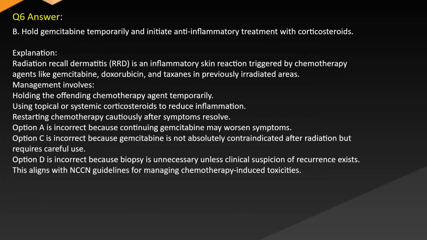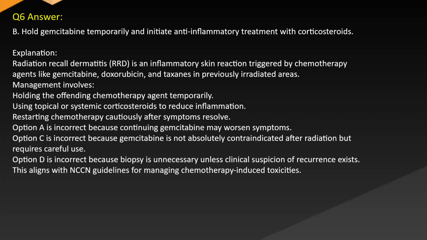Answer: B. Hold gemcitabine temporarily and initiate anti-inflammatory treatment with corticosteroids. Explanation: radiation recall dermatitis (RRD) is an inflammatory skin reaction triggered by chemotherapy agents like gemcitabine, doxorubicin, and taxanes in previously irradiated areas. Management involves holding the offending chemotherapy agent temporarily, using topical or systemic corticosteroids to reduce inflammation, and restarting chemotherapy cautiously after symptoms resolve. Option A is incorrect because continuing gemcitabine may worsen symptoms.